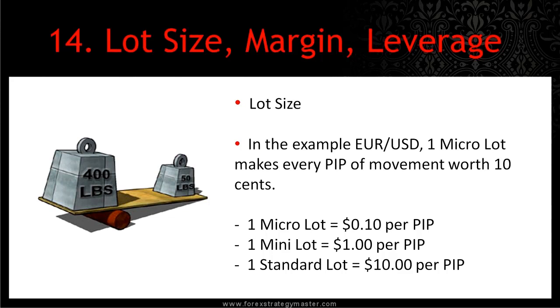In the example of the Euro USD, one micro lot makes every pip of movement worth 10 cents. So a micro lot will be worth 10 cents per pip. So if the market moves in your favor 1 pip, you'll be up 10 cents. If it moves against you 1 pip, you'll be down 10 cents. A mini lot is worth $1 a pip, and a standard lot is $10 a pip. So if you're trading one standard lot and the price moves against you 10 pips, 10 times 10, you'll be down $100.